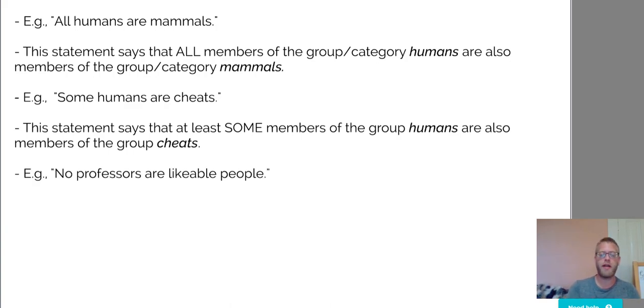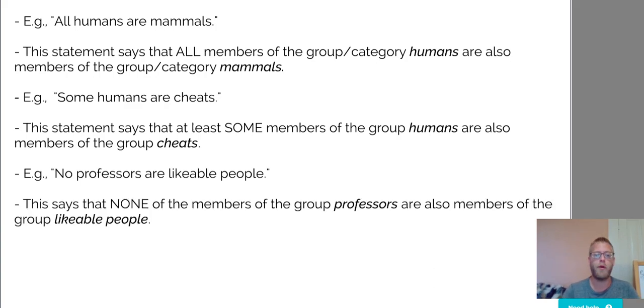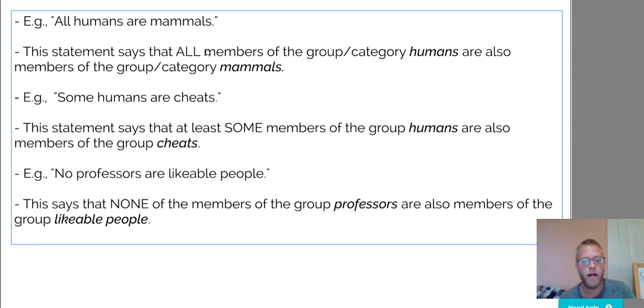No professors are likable people. Now here we're making a statement about none of the members, right? None of the members of that group, professors, are in that club of likable people, right? So again, all, some, and none.